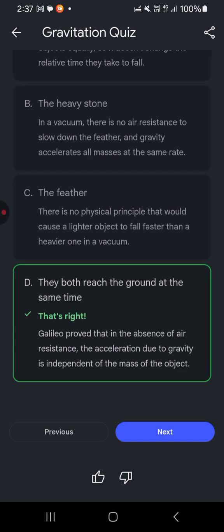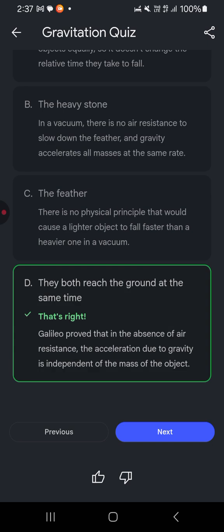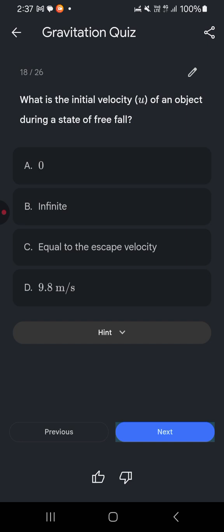Correct option will be D. They both reach the ground at the same time. Galileo proved that in the absence of air resistance, the acceleration due to gravity is independent of the mass of the object.